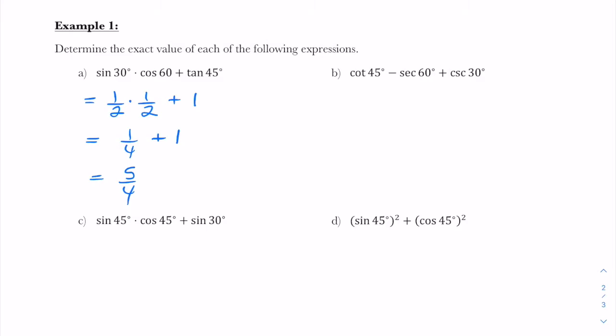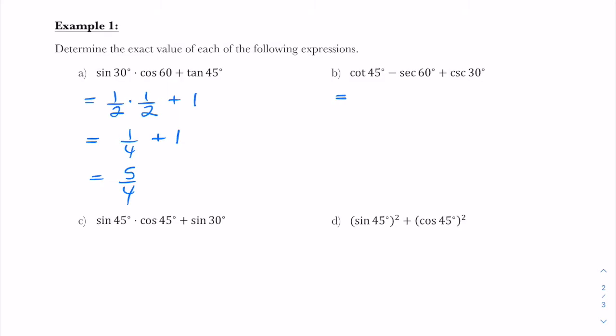Moving on, part B. Here we have the cotangent of 45 degrees, take away the secant of 60 degrees, plus the cosecant of 30 degrees. To do this, you're going to have to first use the rules we learned in lesson 1. Rewrite these 3 new trigonometric ratios in terms of sine, cos, and tan.